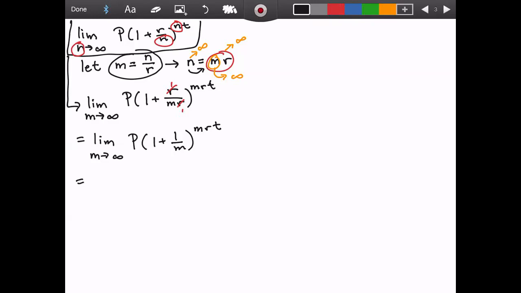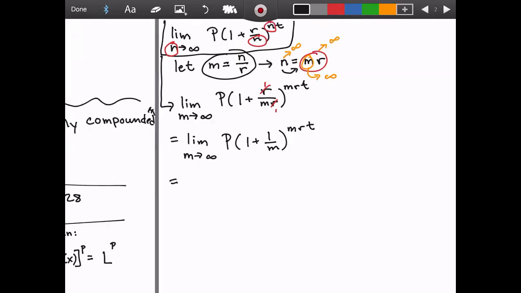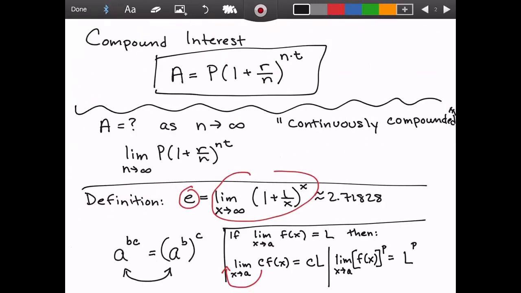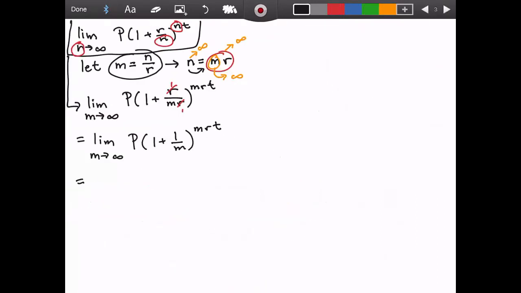Using the limit property that we can pull constants out, we could pull out the p, because the p is the principal, the starting amount. It's just a constant. It's something we determine before we start making these calculations. So I'll pull out the p, and I want to find the limit as m approaches infinity of 1 plus 1 over m raised to the mrt.